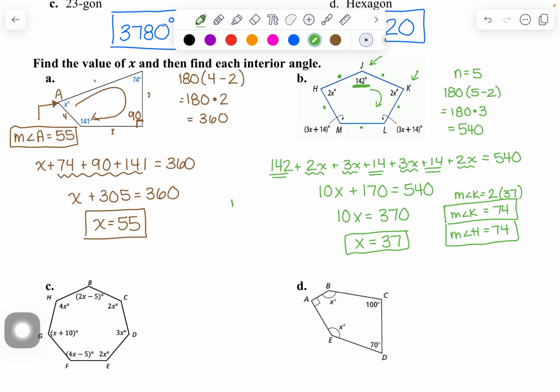Measure of angle L, 3 times the 37 plus 14. Put that into my calculator. Measure of angle L is 125. And measure of angle M is the exact same.